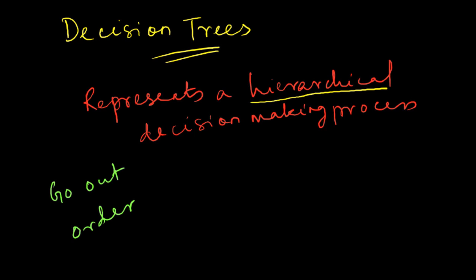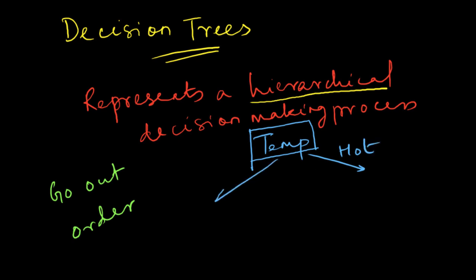Let's say that the first factor that you consider is the temperature. Now let's say there are three options. The temperature could be very, very hot. The temperature could be very, very cold, or the temperature could be nice. Now if the temperature is hot, perhaps you decide that you will order food. You won't go out. If the temperature is very cold, then again you will order food. But if the temperature is nice, then you could go out.